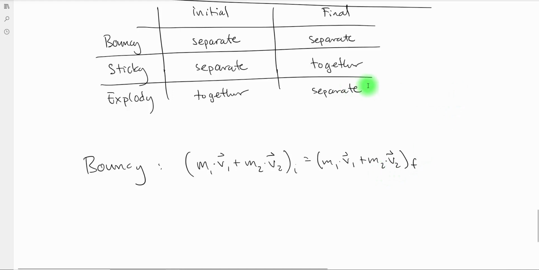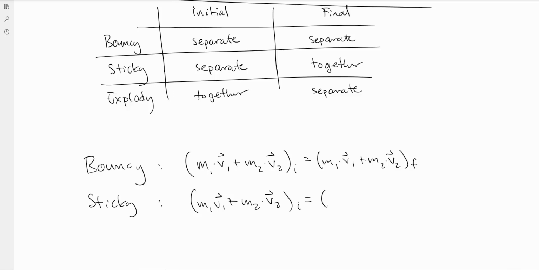Well, what about sticky? If they're together in the end, this velocity 1 and this velocity 2 are the same. So we could factor it out and just call it one single velocity. The two masses will be moving at one speed. So for sticky, we can write the equation, same on the initial side, m1 times v1 plus m2 times v2 initial will be equal to m1 plus m2, factoring out the final velocity. Since it's the same for both, we'll just call it vf. So there's one final velocity there.